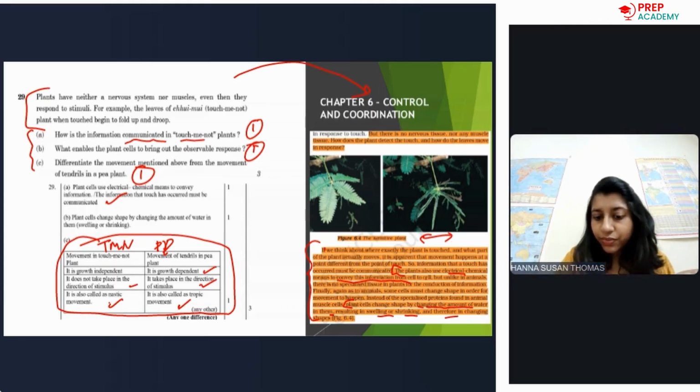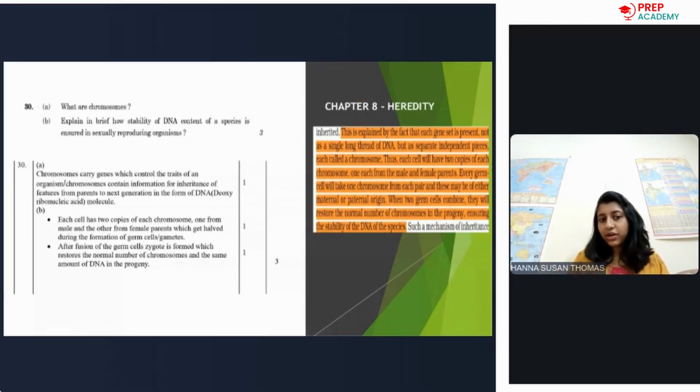So let's move on to 30th question. What are chromosomes? Explain in brief how stability of DNA content of a species is ensured in sexually reproducing organisms. This question is taken from chapter 8, heredity. So what do you mean by chromosomes? Chromosomes carry genes which control the traits of an organism, or you can say chromosomes contain information for inheritance of features from parents to next generation in the form of DNA.